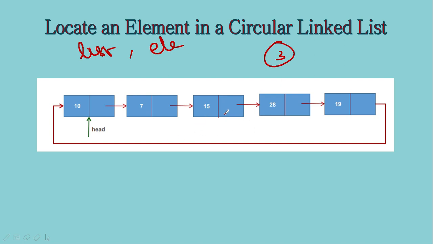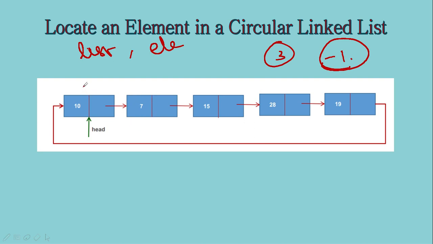And if the element is not present, for example, if I give the element as 30, 30 is not present in this circular linked list, in that case it will give -1. Since we are returning the position of the element, -1 is fine, because position cannot be negative. This is the idea behind this particular function.